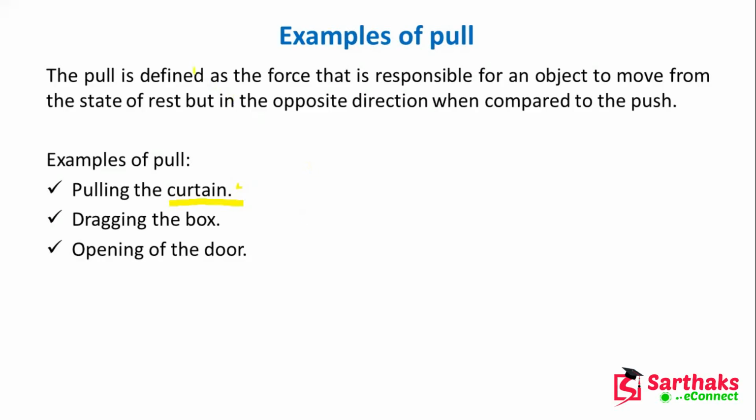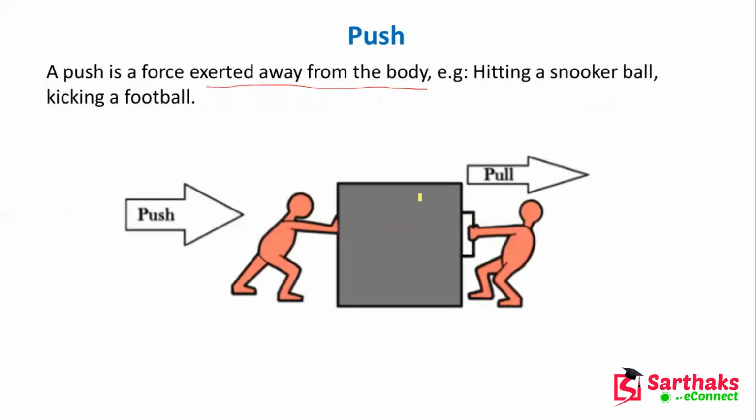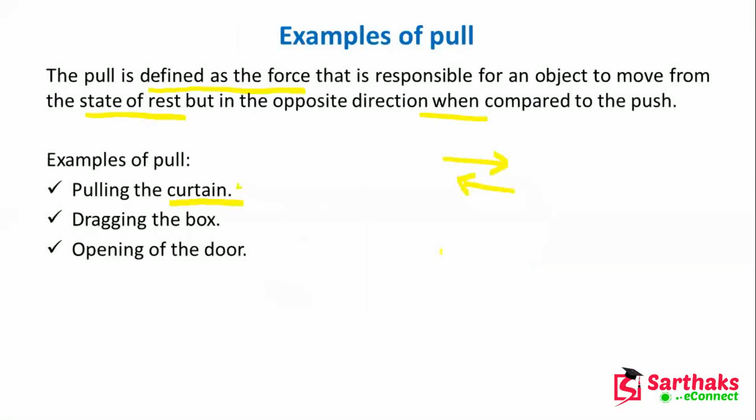Okay, so the pull is defined as the force responsible for an object to move from the state of rest, but in the opposite direction when compared to push. Suppose for the push, the object is moving in this direction. For the pull, this object will move in this direction. You can see that for push, this object is moving in this direction, but for pull, the object is moving in this direction, right? So for push or pull, the direction is different.